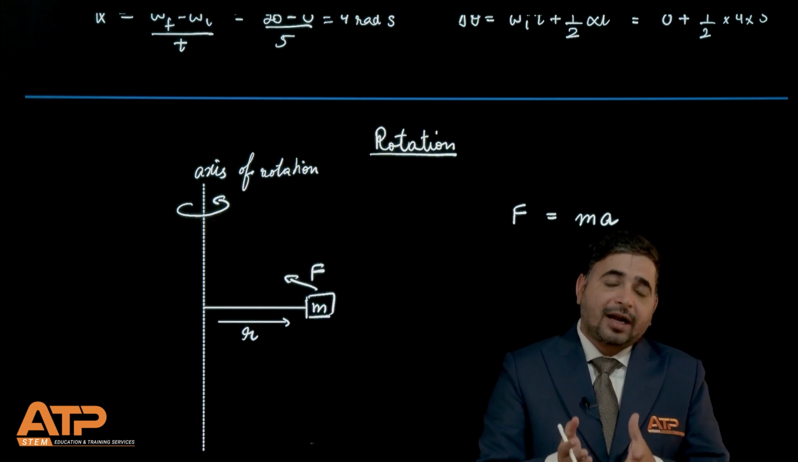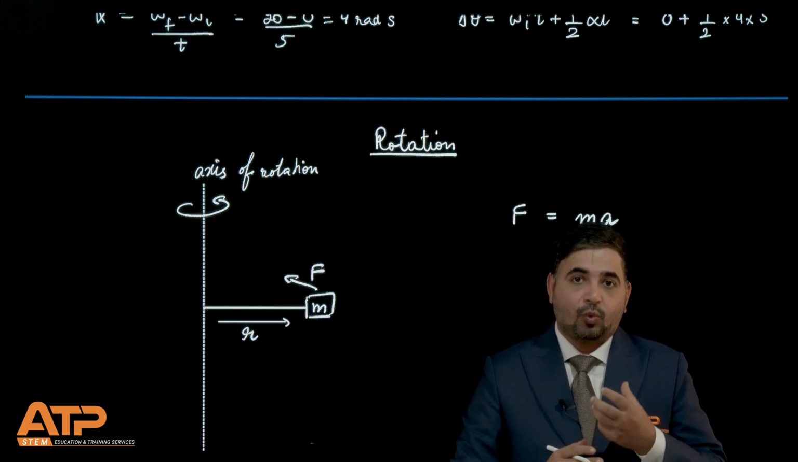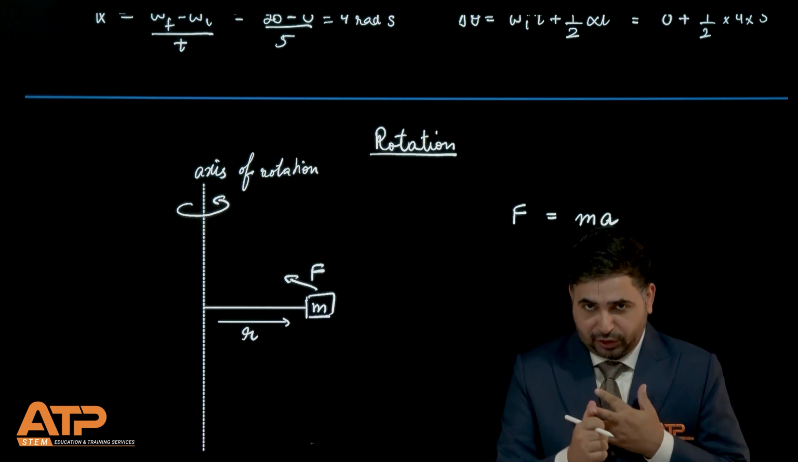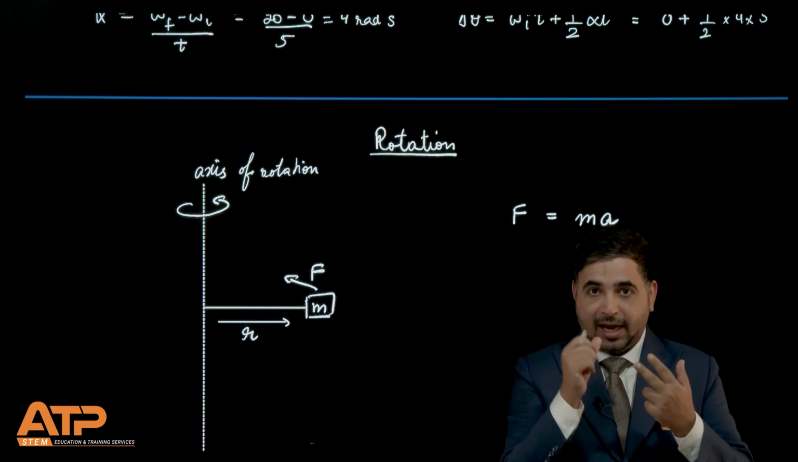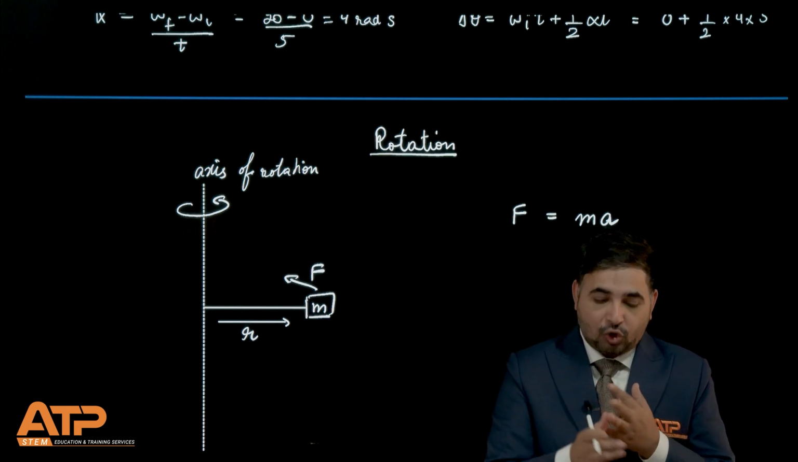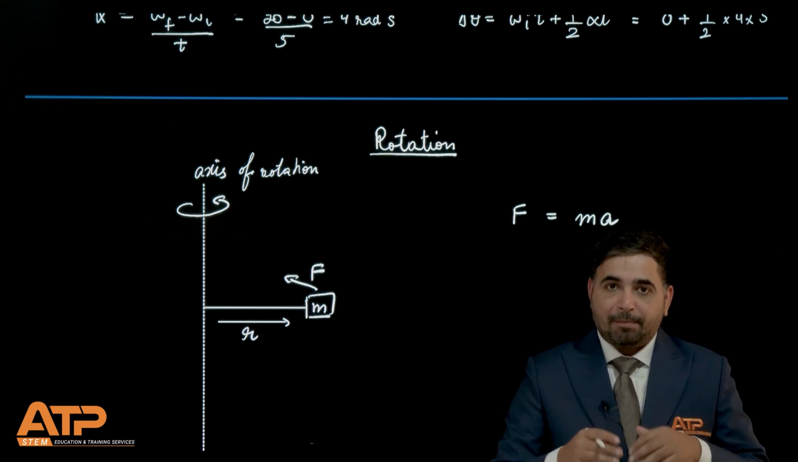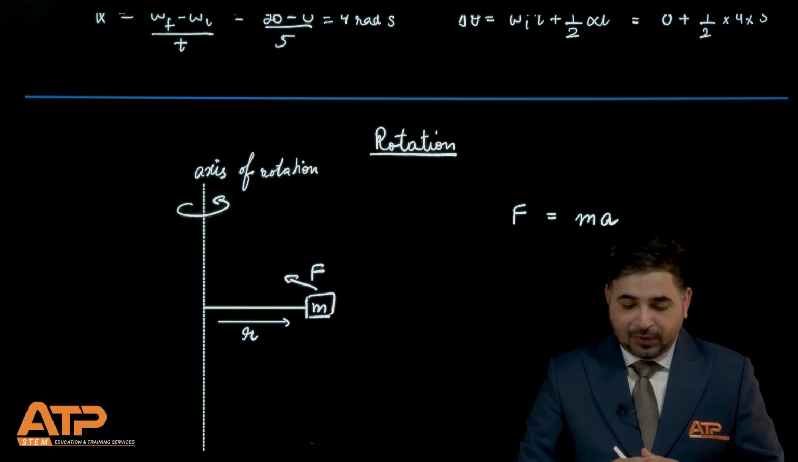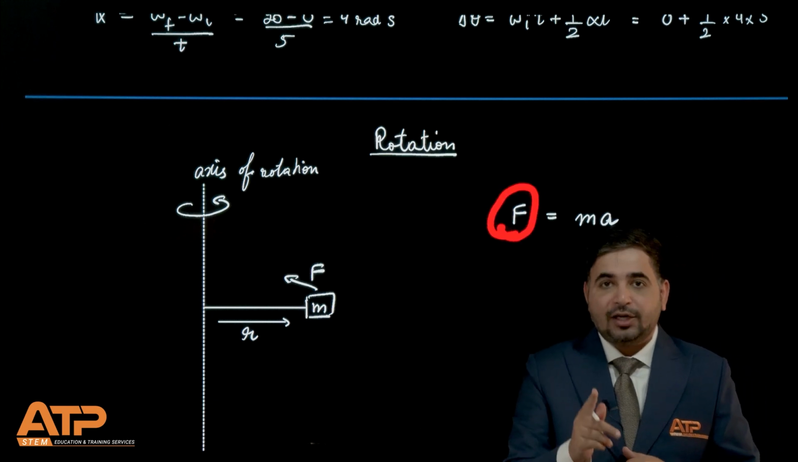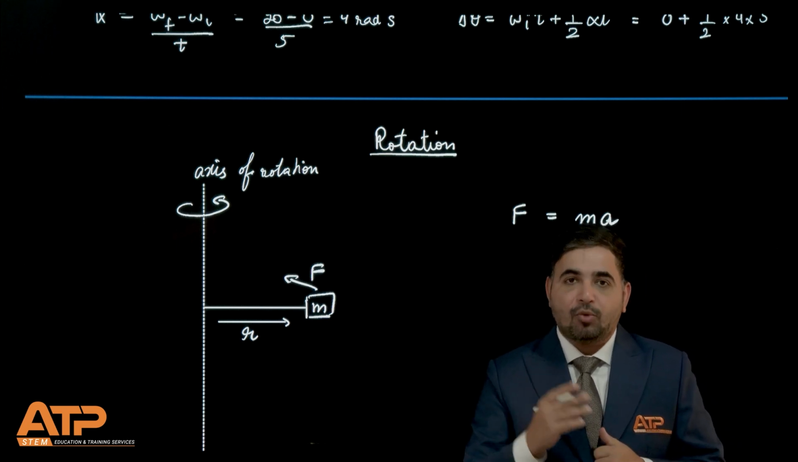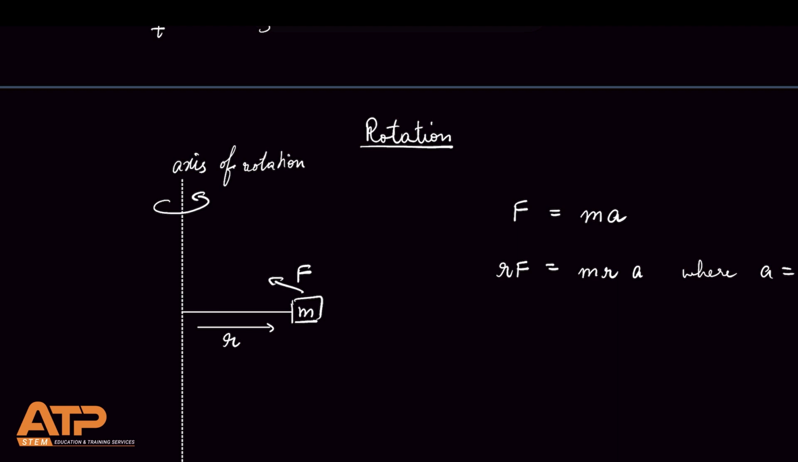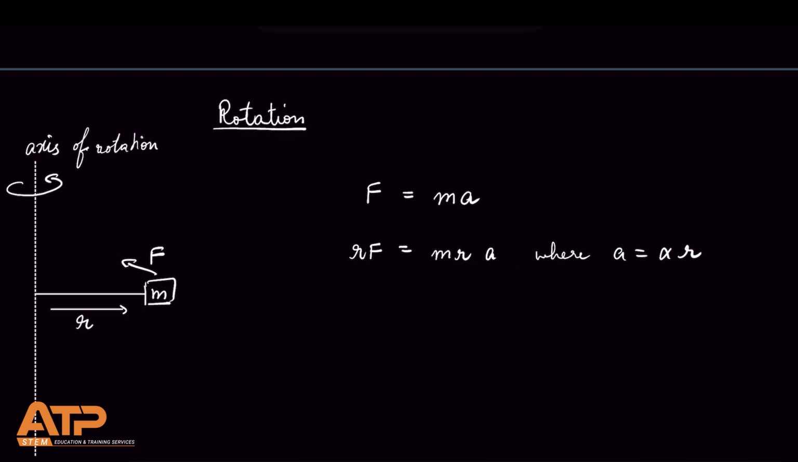But this is not the right type of variable to deal with in rotation. While considering circular motion or rotation, we should always try to use angular variables: angular displacement, angular speed, and angular acceleration. So how do we convert this into angular acceleration? Before we do that, there is one more thing I want to do. I want to convert force also into its rotational analogue. What is that? That is torque, the moment of force. For that I need to multiply with r on both sides, where we know that a is equal to alpha r. Now is our opportunity to change a to alpha r.